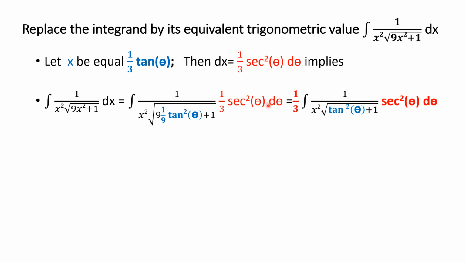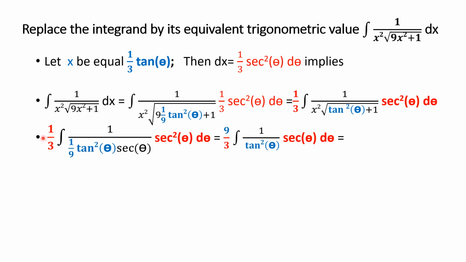Now we can do some cleaning. We can see that the 9 cancels the 9, so we have tan square theta plus 1 inside. And outside we have 1 over 3. 1 over 3 is coming from dx. So we have 1 over 3 and then 1 divided by x square, square root of tan square theta plus 1 multiplied by, this is part of the dx equivalent, because the 1 over 3 we move to the left of the integration. So what's remaining in red is from the equivalent of dx. Let's move on to the next step. So we have 1 over 3.